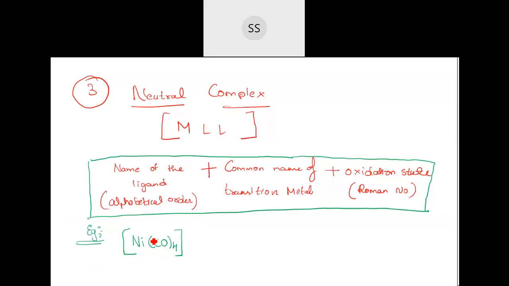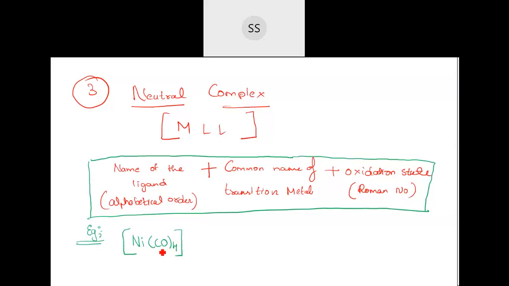Yes, I've taken the example now. We will go with the example. So your neutral complex, because there is no charge, you will understand it's a neutral complex. Now naming this, we start from the sphere itself. First you will go for the ligand, and only one kind of ligand is there, so it's a homoleptic complex. So 4 CO groups.